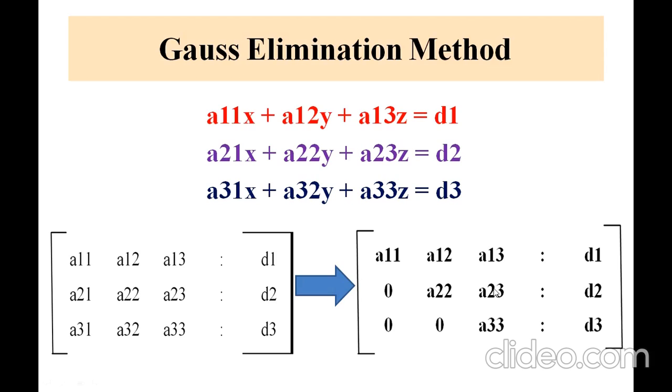upper triangular form. From this matrix we can directly calculate the value of Z as D3 upon A33. From the value of Z we can solve the equation to calculate the value of Y. Once we get the values of Y and Z, we can calculate the value of X. In this way we do the backward substitution.